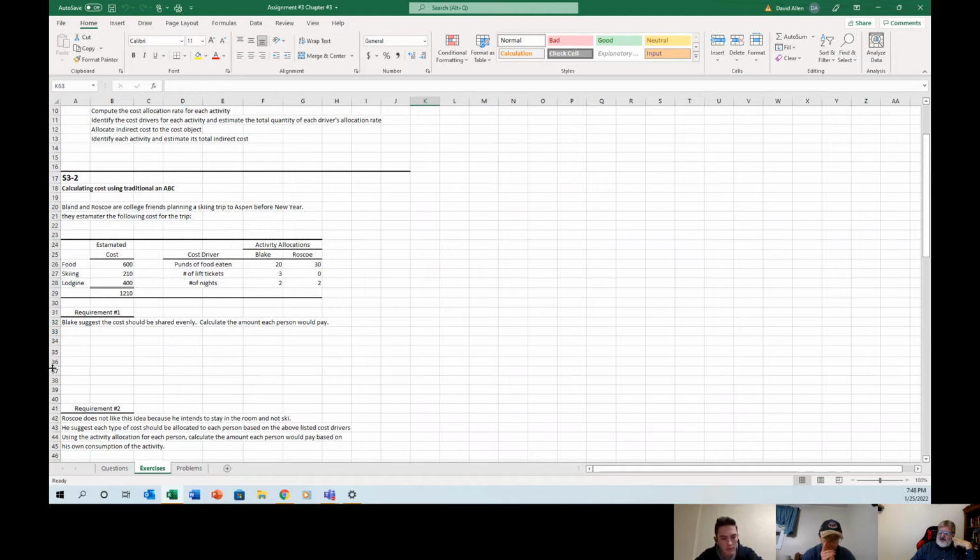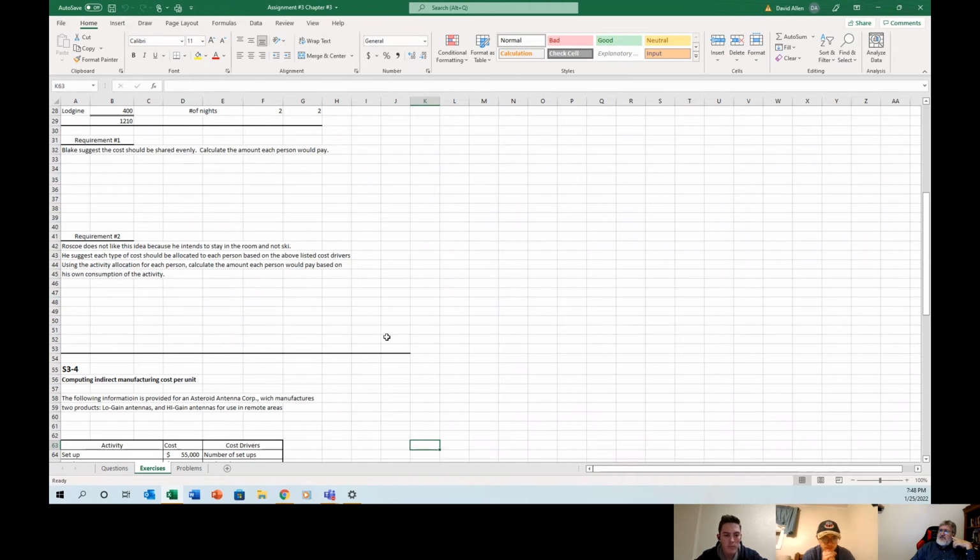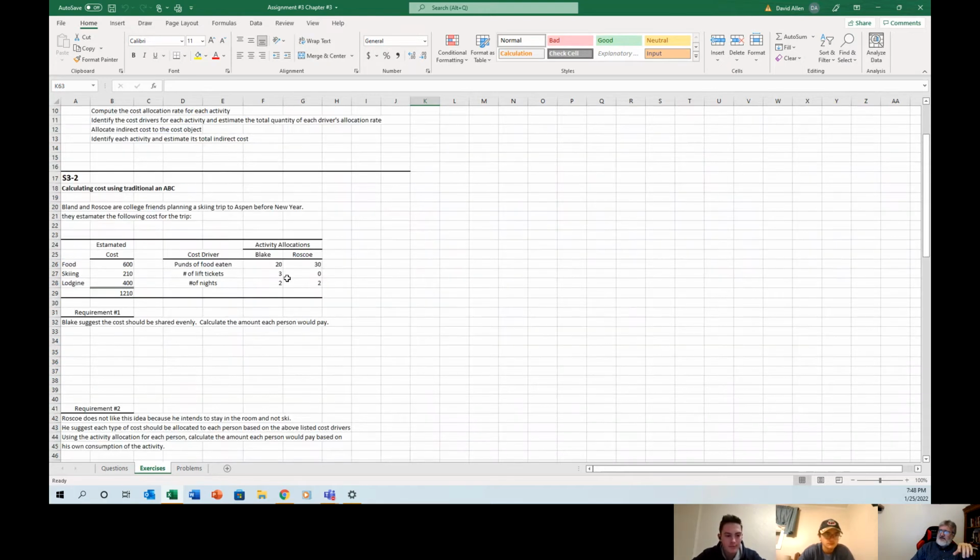If you need to add some more lines down here, you remember how to add lines in there to give yourself some more space if you need to, right? So the first thing you're going to do is figure out if they share all the cost evenly. And then you're going to break it out and figure out depending on what the cost drivers are.